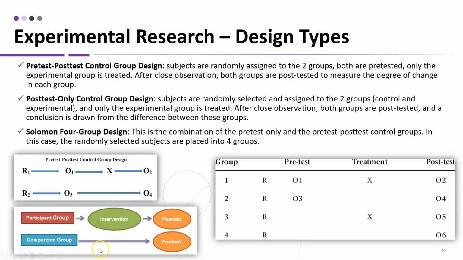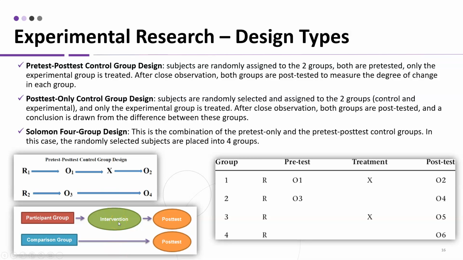Now we also have the post-test only control group design. What that means is subjects are randomly selected and assigned to two different groups, the control and the experimental, and only the experimental group is treated.